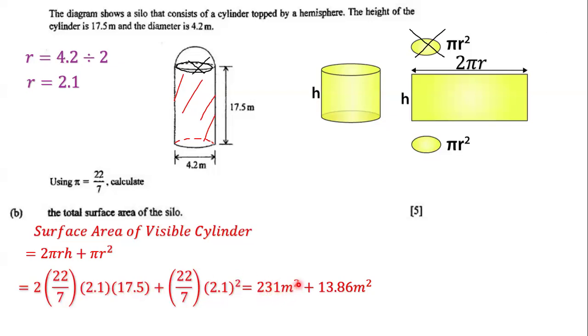Now, we could use meters squared because surface area is a two-dimensional measurement. And then we say 22/7 multiplied by 2.1 squared. And so it's going to be 13.86 meters squared. When we add these two, we get 244.86 meters squared. But that's only the surface area of the visible cylinder. We need to figure out the surface area of the visible hemisphere. And so let's do that.